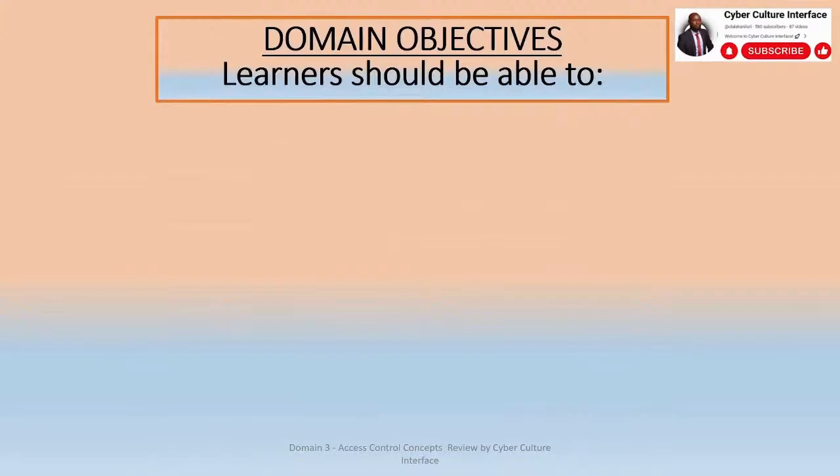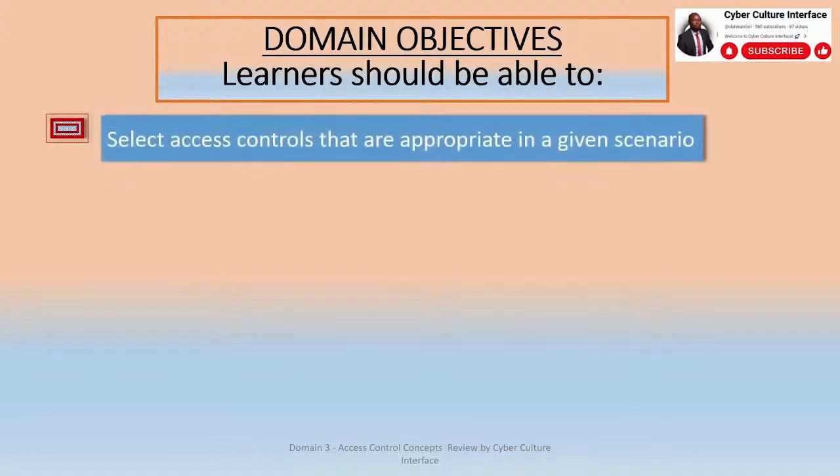And then within the domain, which is access control, domain 3 of ISC2 Certified in Cybersecurity, the objectives are what every learner should know. If you are studying for the exam, you are expected to be able to select access controls that are appropriate in a given scenario. So the first objective of domain 3 is that every learner should be able to select access controls that are appropriate in a given scenario.